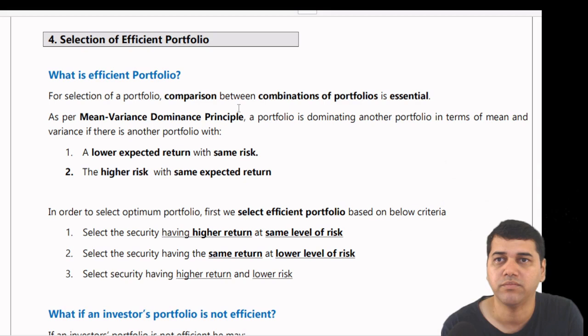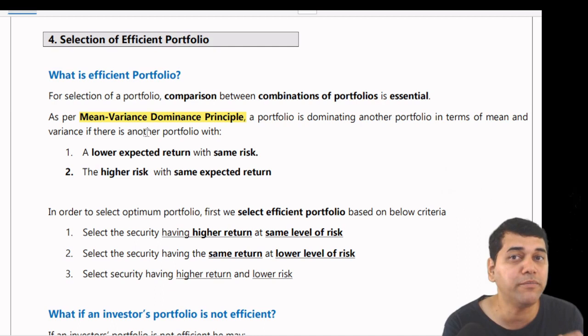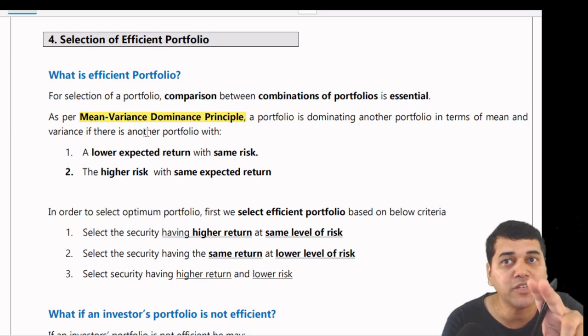As per the mean variance dominance principle, Markowitz says... what is mean variance? Mean is x bar, variance is standard deviation. So in fact, they are telling risk and return. Risk return can also be termed as mean variance. Don't get confused by which word is used. Mean variance means risk return. So they say risk return dominance, that means which is dominating. That has to be decided not on one basis; you have to consider both the factors.